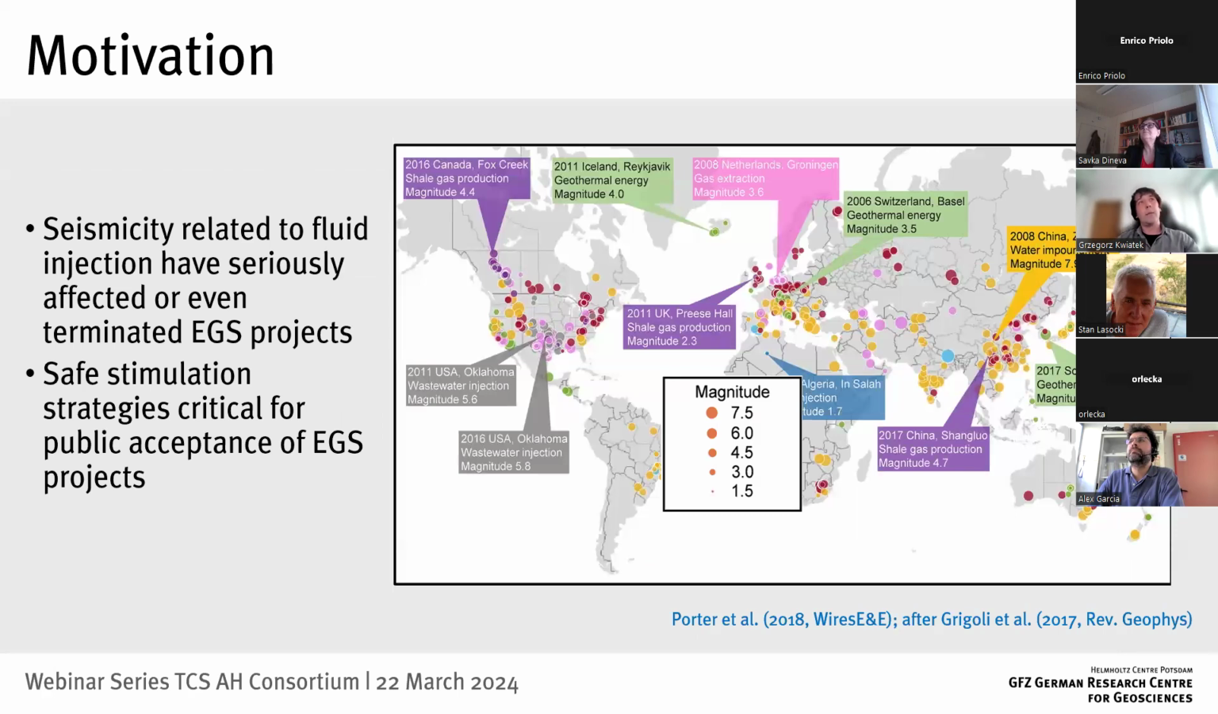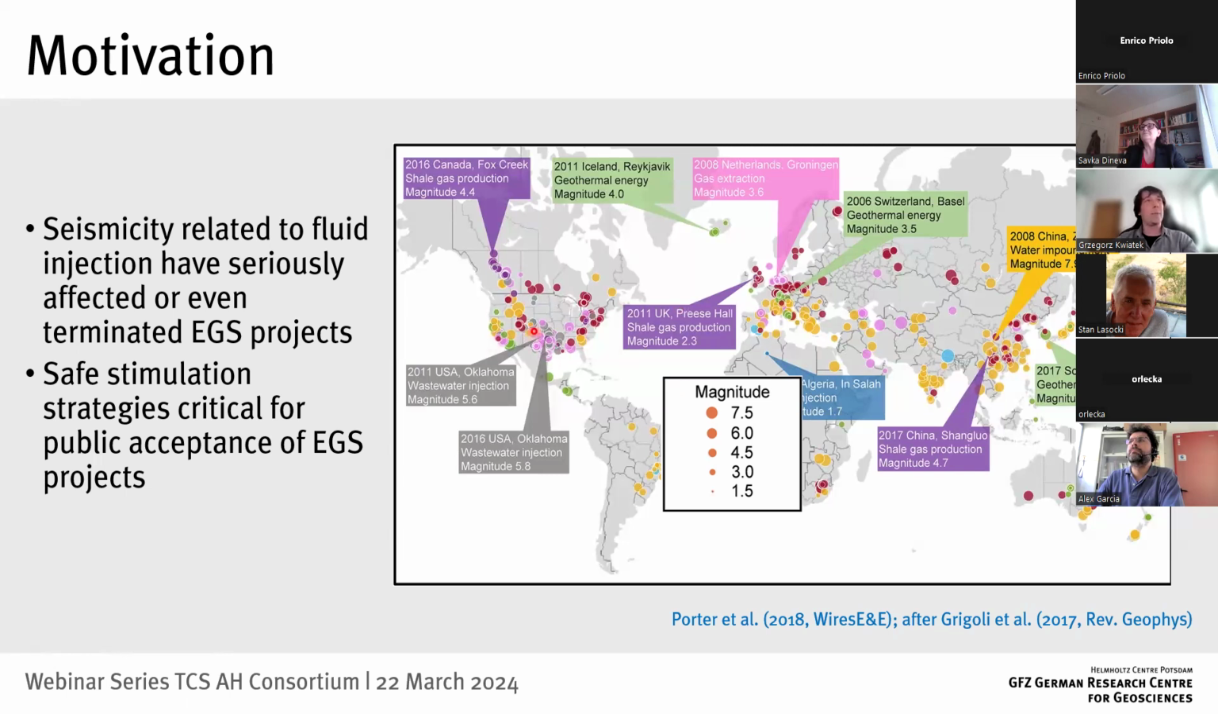So with this very general slide that basically says that the seismicity related to fluid injection, as you know very well, has seriously affected or even terminated some EGS projects. I mean, you are possibly well aware of the case study of Basel in Switzerland, but also recently Pohang in South Korea.